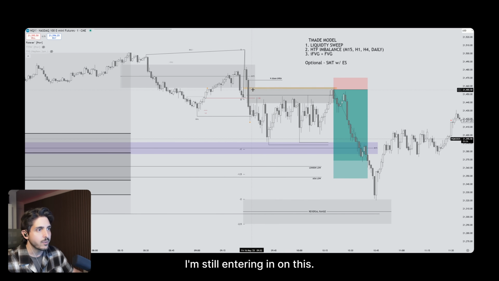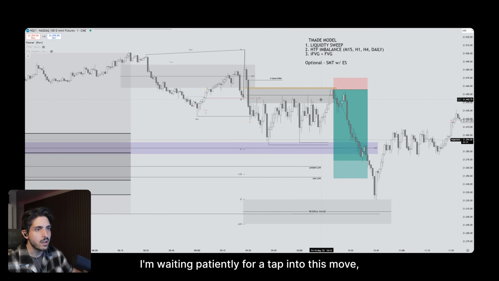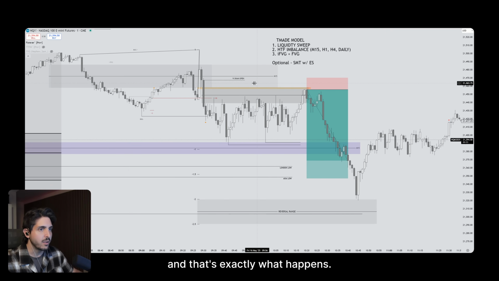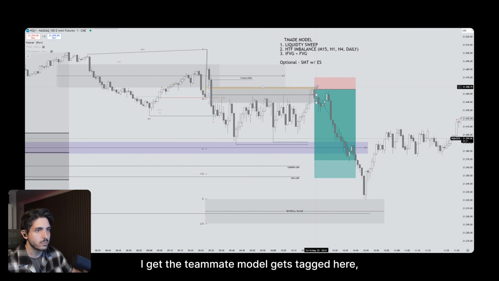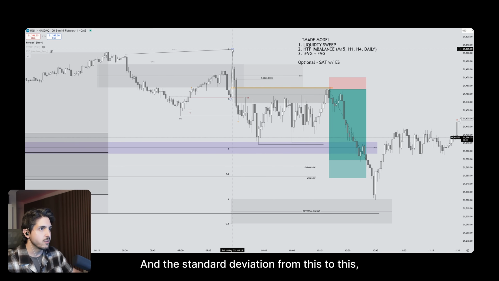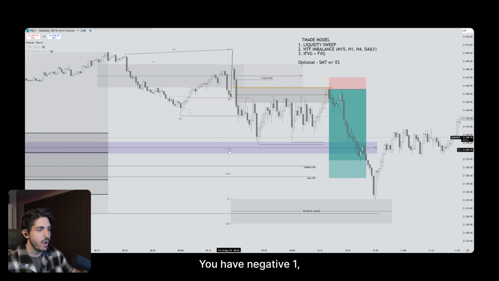So with that said, I'm still entering in on this basically here. I'm just not getting the move that I want right away. I'm waiting patiently for a tap into this move, and that's exactly what happens. The TMade model gets tagged here, and I get into the short, and the standard deviation from this to this, you have -1, -1.5, -2, -2.5.